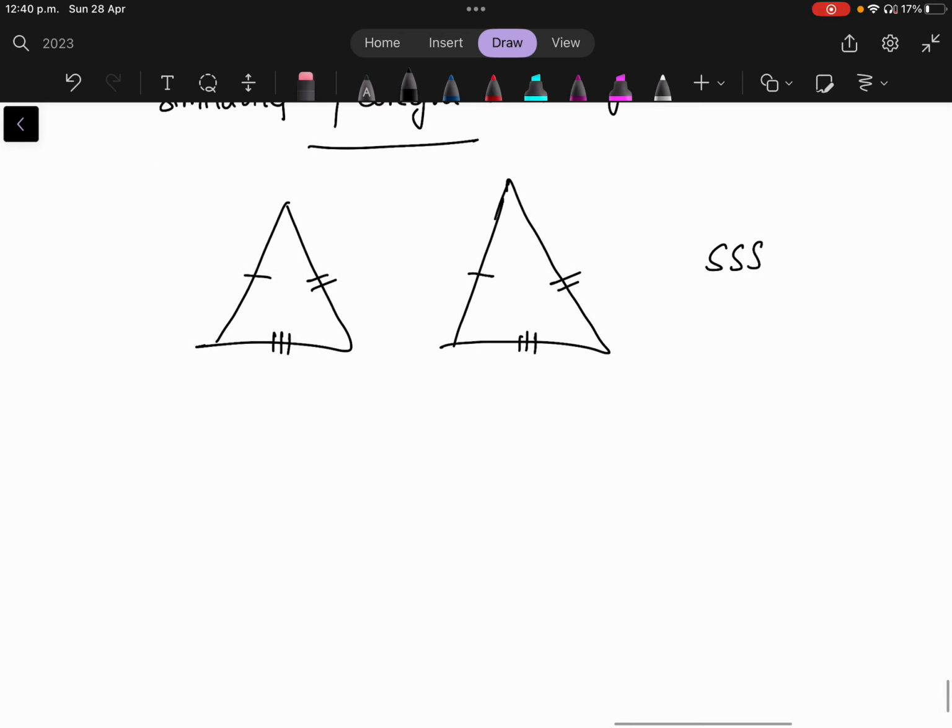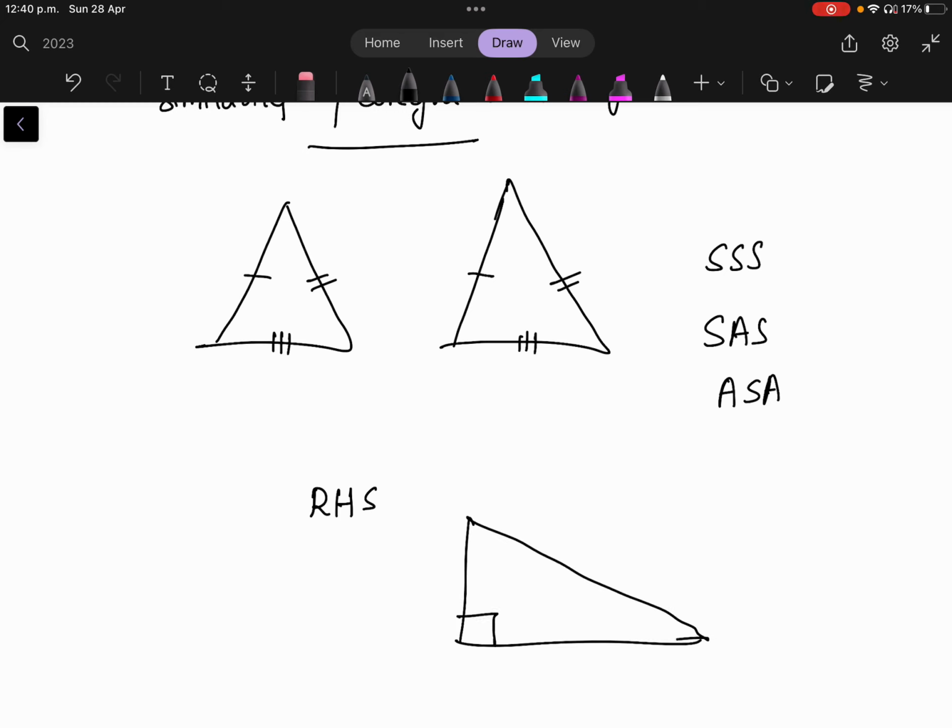Similarly you have side angle side congruence, and then you have ASA congruence, angle side angle congruence. And there is something called RHS, which is right angle, hypotenuse and side, so that's the congruence which will work whenever there is a right angle triangle.